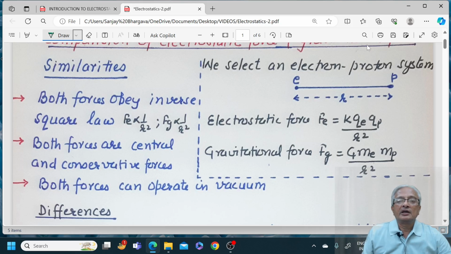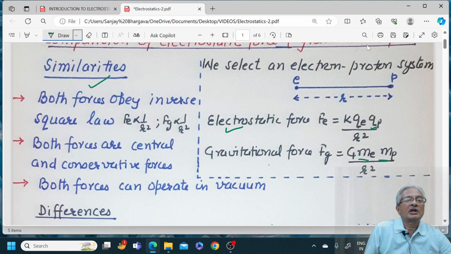Here, the electrostatic force between electron and proton is given by k, q, charge on the electron, charge on the proton, upon r square. Similarly, gravitational force is given by the equation G, mass of the electron, mass of the proton, upon r square. Looking at this, there are certain similarities and differences between the two types of forces.